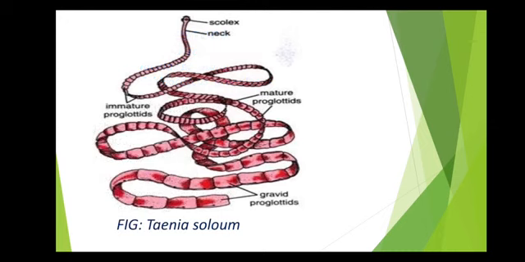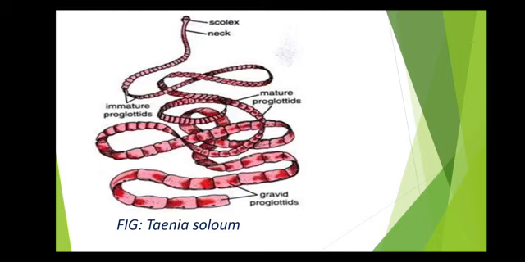You can see the structure of Taenia solium. Taenia solium is commonly called the pork tapeworm. It is found in all those countries where pork is taken as food. The adults of Taenia solium are parasites in the small intestine of human beings, the primary host, and its larva is found in the muscles of the pig, mostly the secondary host.